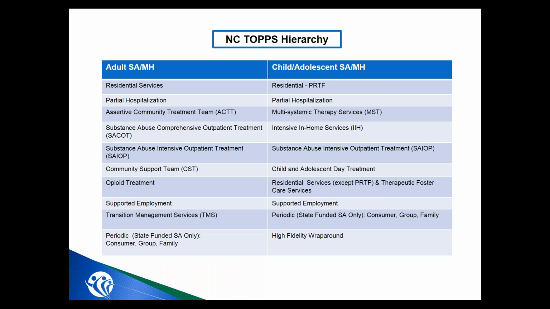So if a consumer is receiving opioid treatment from one provider and receiving residential services from another, according to the hierarchy, the residential services provider agency will be the agency that completes the NC-TOPPS interview, because it's at the top of the hierarchy. So this is a great tool, something that will be very important for you to keep on hand. And this is found in the implementation guidelines that I'm going to go over very soon, and showing you where you can find that.